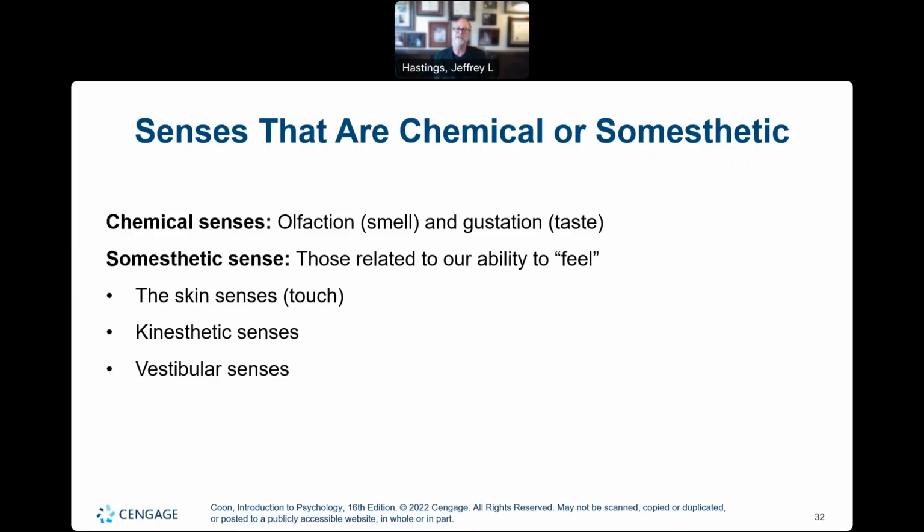Chemical senses are really olfaction, like smell, and gustation. We talked about that earlier, the taste that we have with different foods. The skin senses convey information about touch, pressure, pain, and outside temperature. So what does some of this mean in psychology?